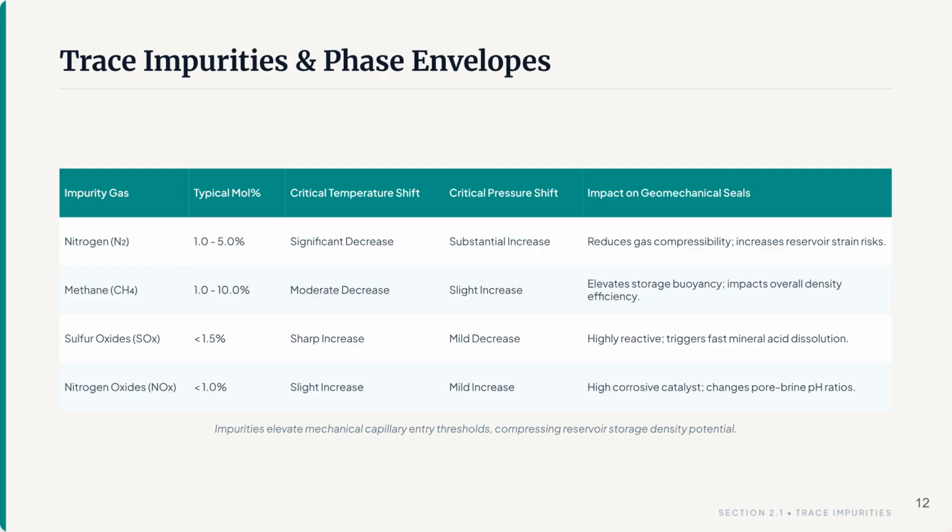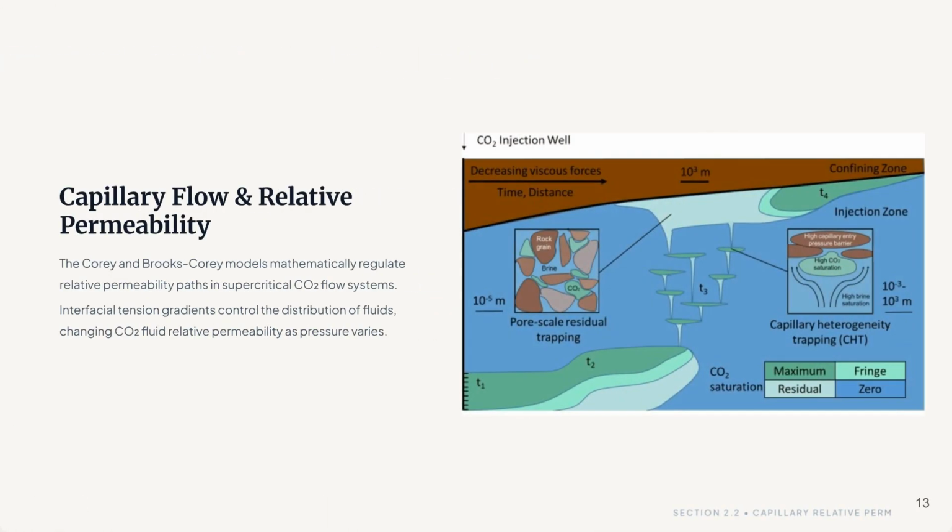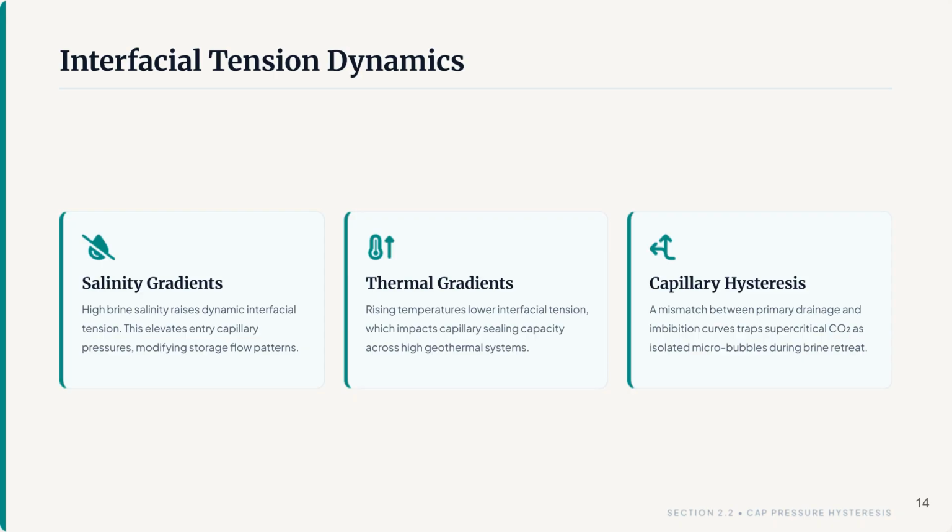Components like nitrogen, methane, and sulfur oxides modify critical temperature and pressure, ultimately affecting the geomechanical integrity of storage seals. Corey and Brooks-Corey models regulate relative permeability in CO2 systems. Interfacial tension gradients dictate fluid distribution and control the behavior of capillary heterogeneity trapping. Interfacial tension is dynamic, influenced by salinity and thermal gradients.